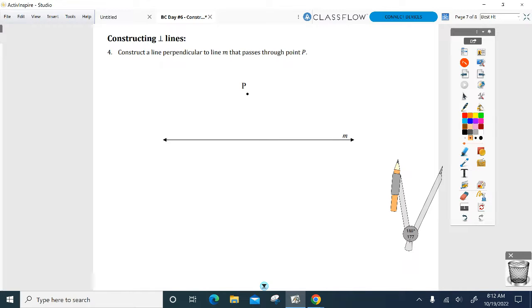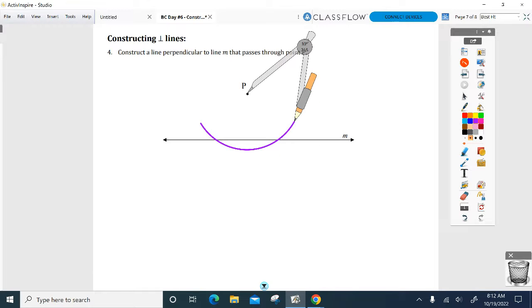All right, put your compass point on P. And then open up your compass so you can make an arc that does what? Intersects M in 2 spots. There you go. If you want, mark those 2 points that it intersected M in, because we're about to go there.